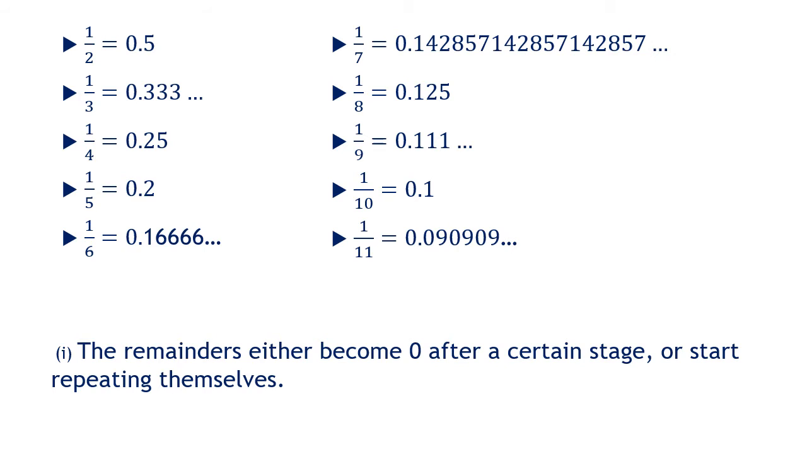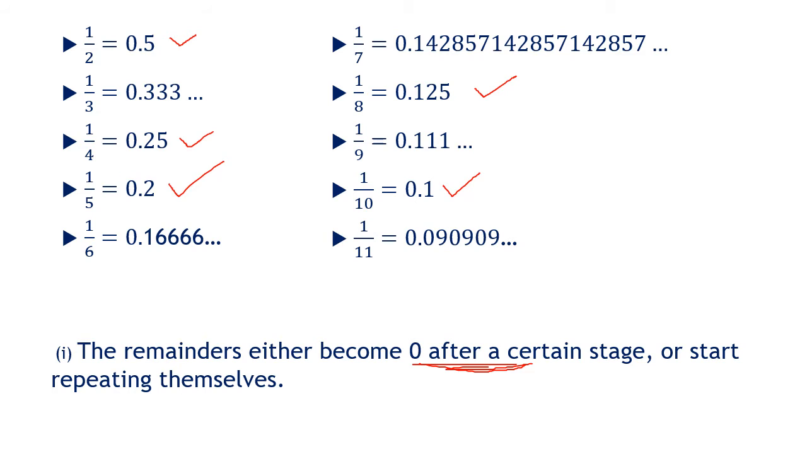The remainders become 0 after a certain stage. So that we saw in the division. Remember the first slide? If you want, you can rewind, go back to the first slide and see in some cases where they were terminating. In this case, and in the other cases also, you must have noticed that the remainder became 0 after a certain stage.